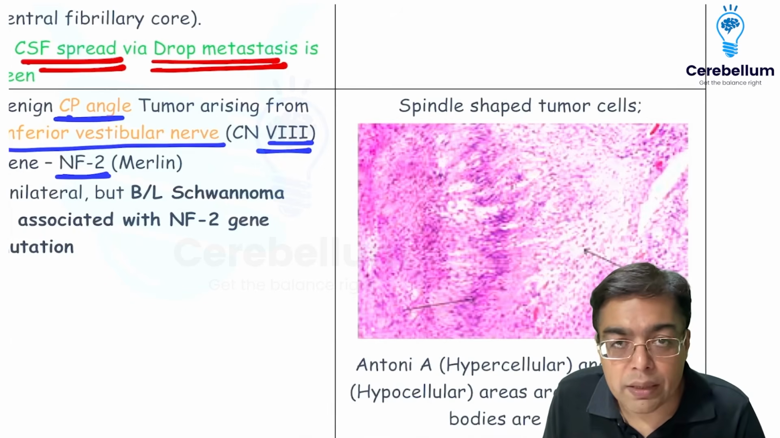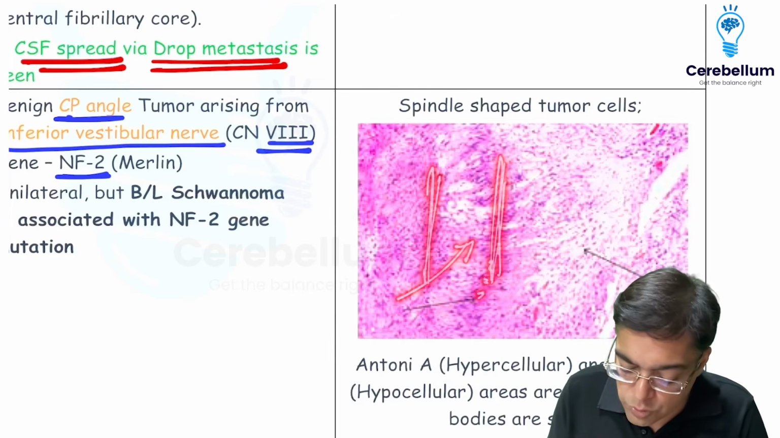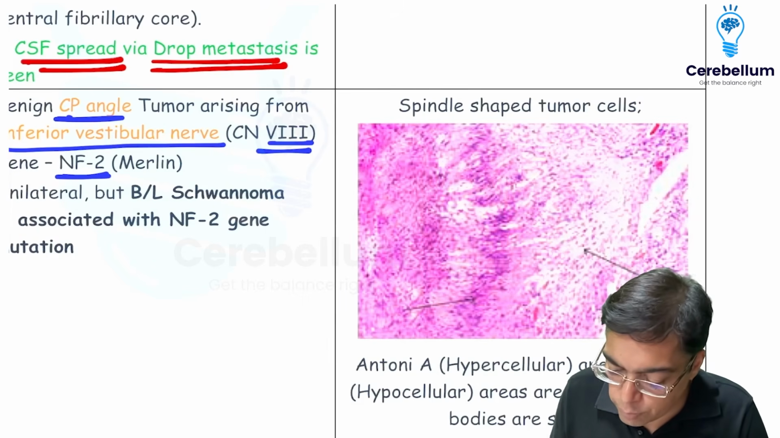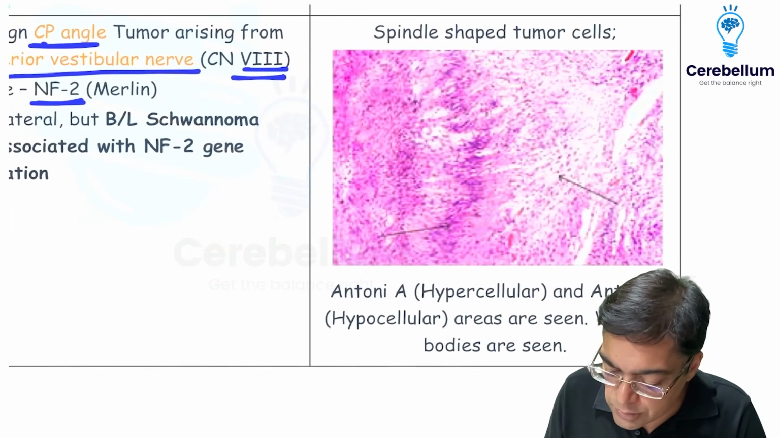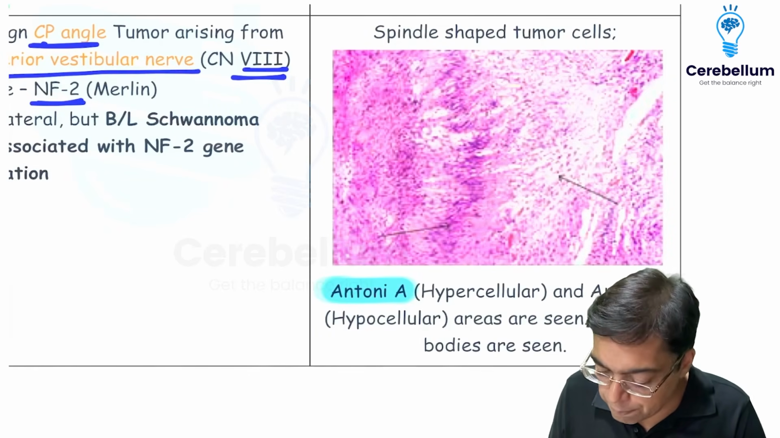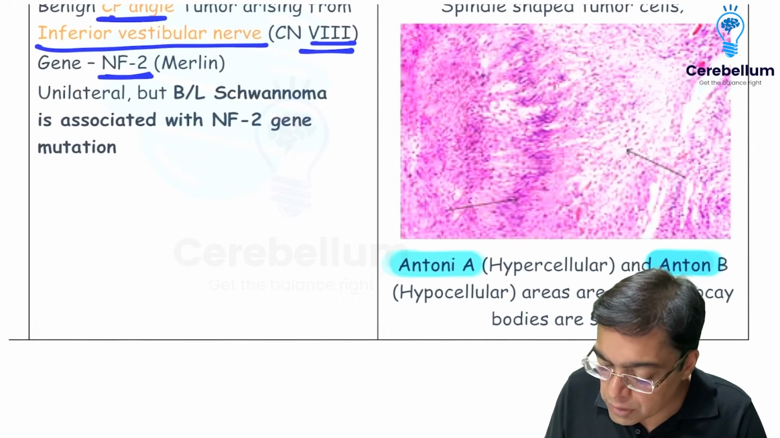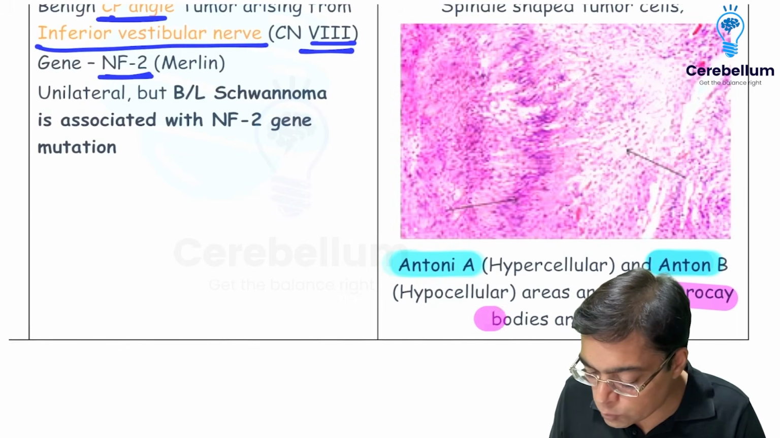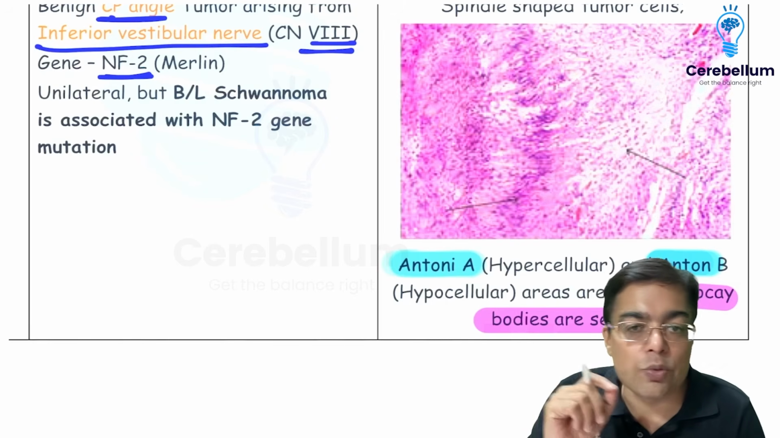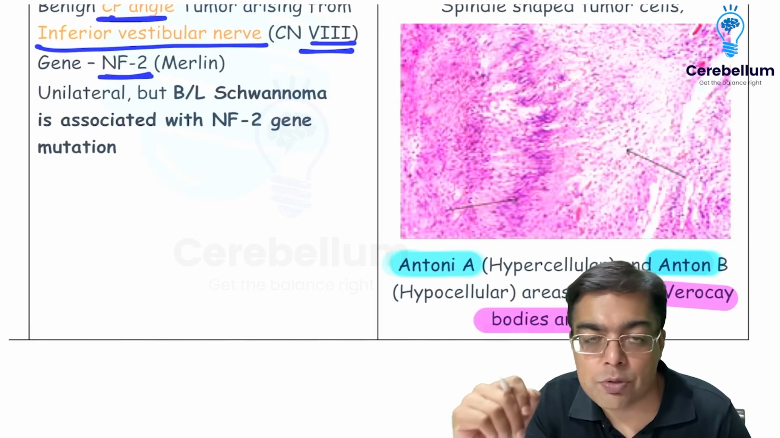If you look at the Antoni A area, this is going to be having the tumor cells arranging themselves in a palisading fashion, and you would be having the presence of nuclear free zones which are going to be given the name of Verocay bodies. So when you are reading those terms in the question of the exam, Antoni A area, the hypercellular area, Antoni B area, which is the hypocellular area, and you read about a term which is given the name of Verocay bodies, Verocay bodies simply means the nuclear free zones that you're going to be having in a patient who is suffering from a schwannoma.